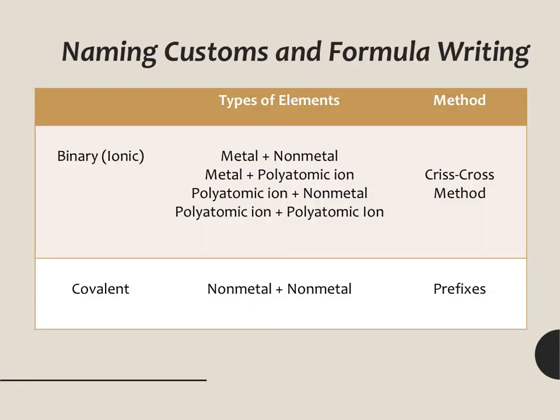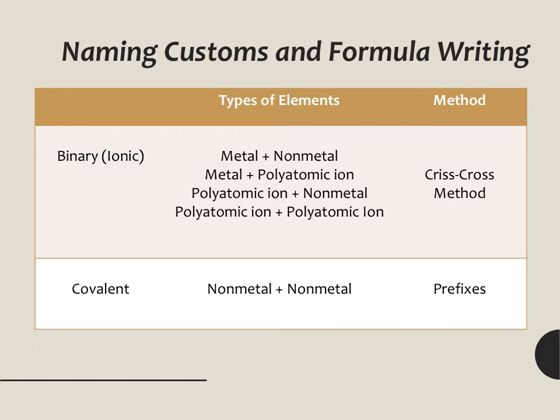Okay. And on this slide, I'm going to go into the gist of naming customs and formula writing. There are 2 different compounds we look at: binary compounds, which is essentially ionic compounds, and then covalent compounds. Depending on the type of compound you're looking at, there are 2 different methods of naming and formula writing. Most of the focus of this quiz will be on binary ionic compounds, in which we use the criss-cross method. Very rarely you'll encounter some covalent compound examples where it's all based on the prefixes.